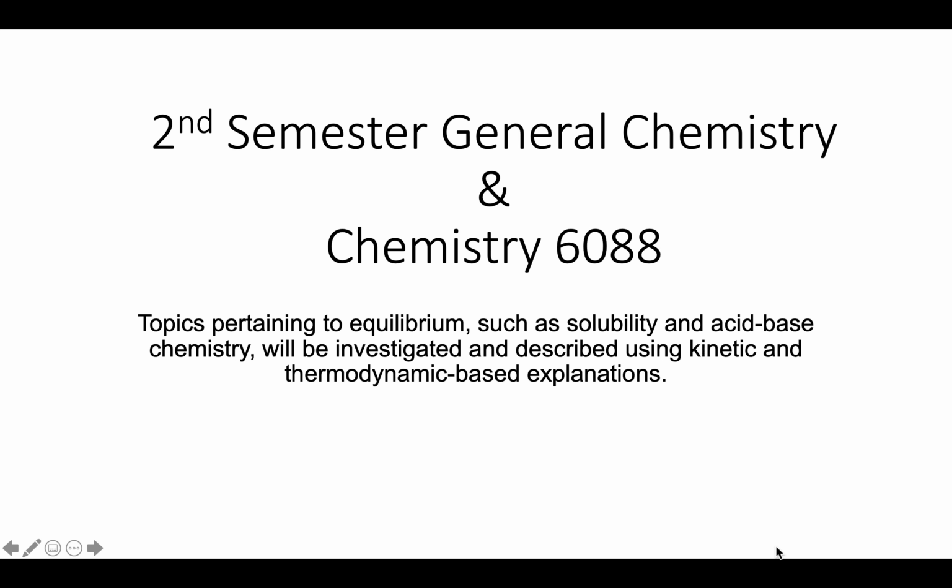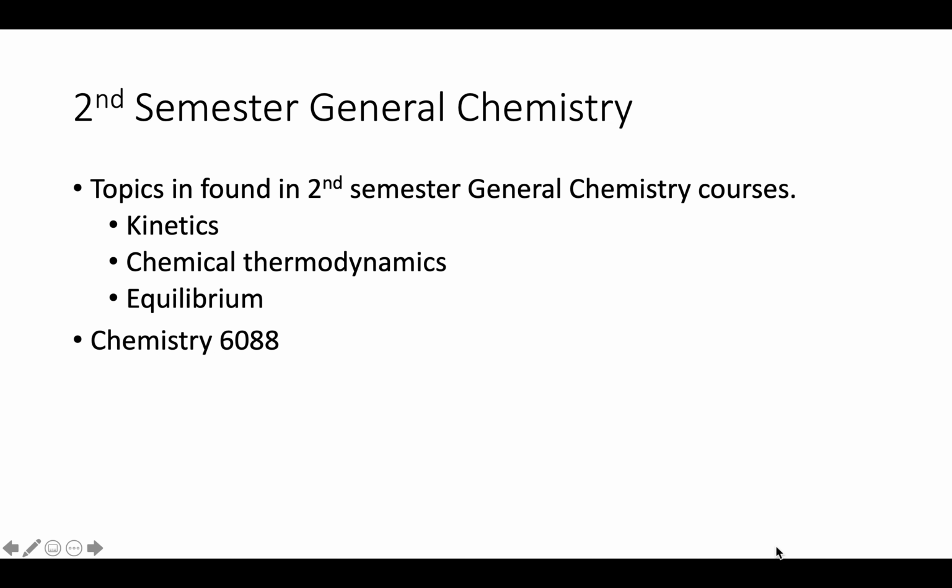This is an objective for Chemistry 6088. Topics pertaining to equilibrium, such as solubility and acid-base chemistry, will be investigated and described using kinetic and thermodynamic-based explanations. So what we have here is the idea of various topics pertaining to equilibrium. How do they then connect to the topics of kinetics and chemical thermodynamics? That's a really big objective for us here in 6088. That's the central objective, I would say.